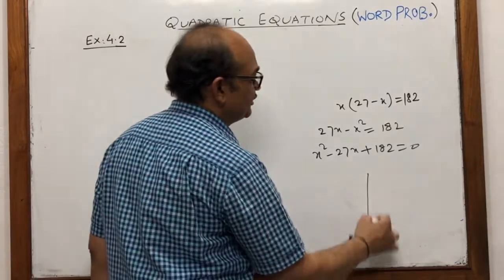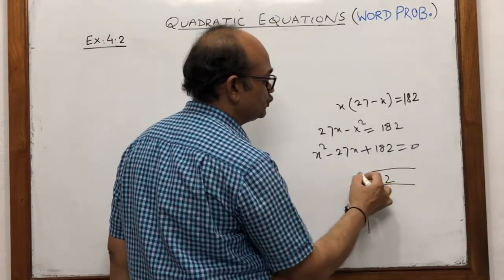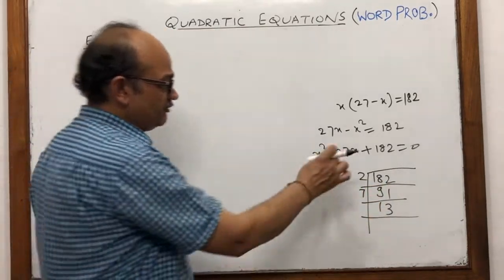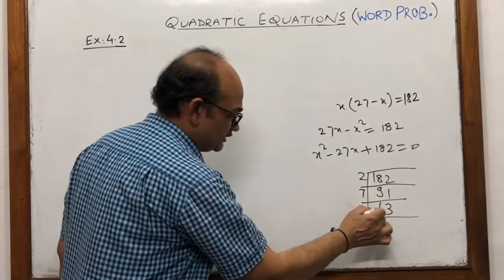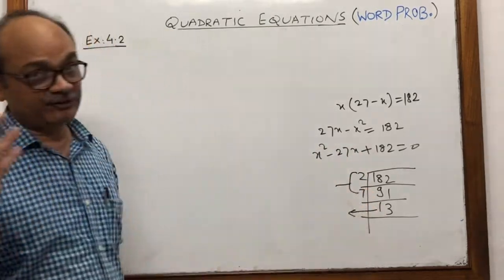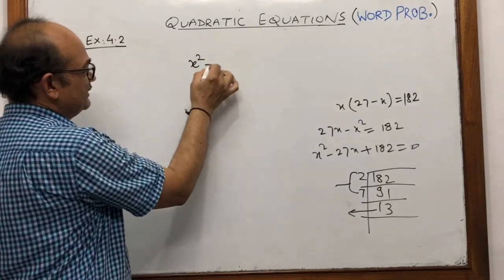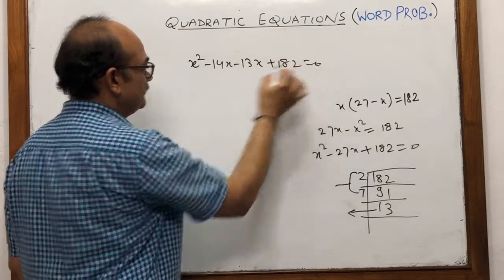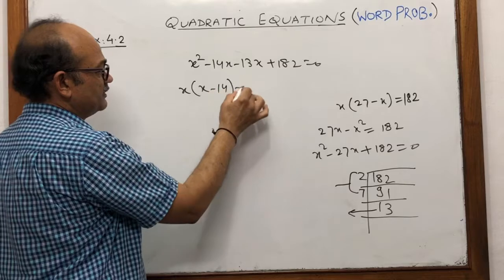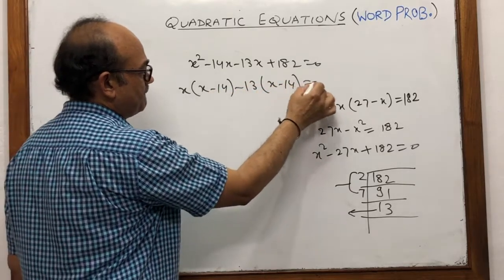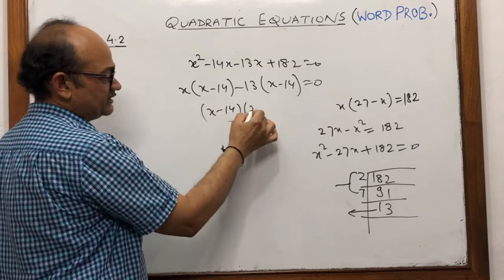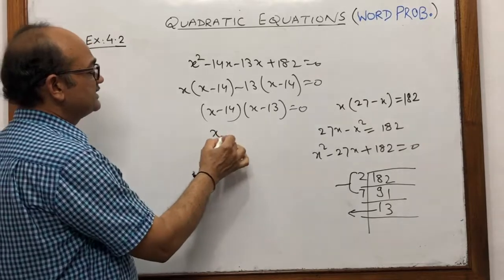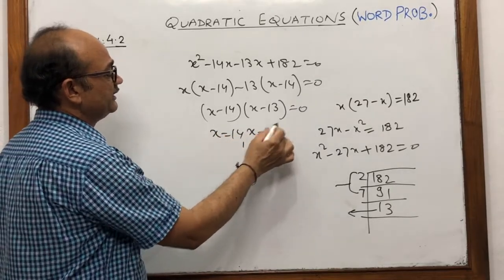So here we start with the 182 prime factors: 2, 91, 7, 13. We want 27, and you know 13 and 14 make 27. So here the factorization is 14x, 13x and 182. Now simply taking common, what are we getting? x minus 14 and x minus 13. Product of two factors is 0. That means either x is 14 or x is 13.